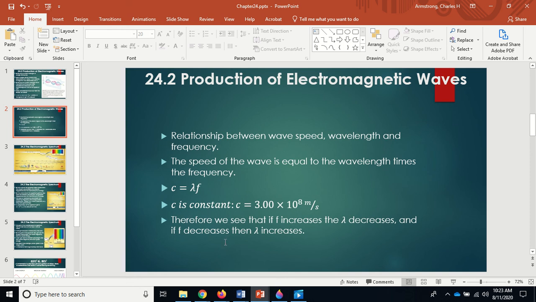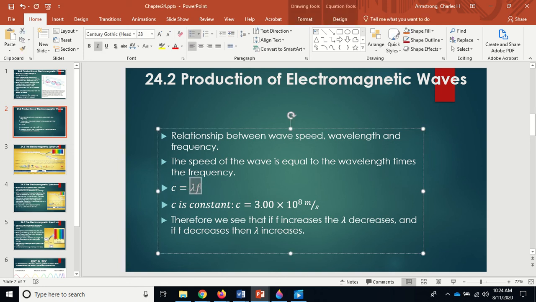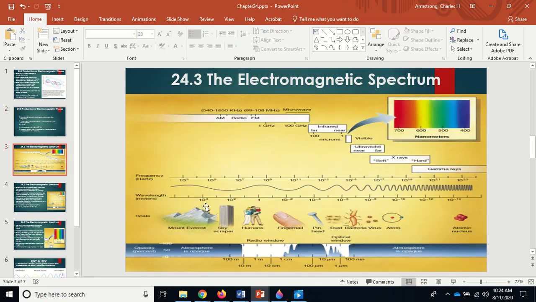So c, if we're talking about one of these electromagnetic waves in a vacuum, is equal to the wavelength of the wave times its frequency. Okay, c is a constant in a vacuum or in air, 3.00 times 10 to the 8th meters per second. Therefore, we see that if the frequency increases, the wavelength must decrease. And if the frequency decreases, the wavelength must increase. The product of these two, one times the other, has to stay the same. So if one goes up, the other one must go down the same amount to keep this equal to 3 times 10 to the 8th meters per second.